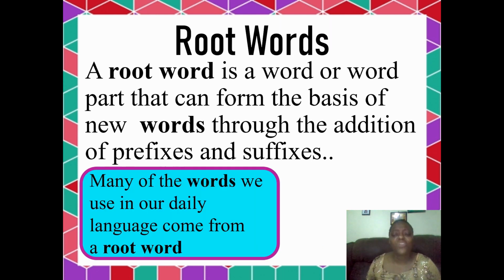Root words. Now, what are root words? A root word is a word or a word part that can form the basis of new words through the addition of prefixes and suffixes. You could add a prefix or a suffix, or you may add both. Many of the words we use in our daily language, everyday words, are formed from the addition of prefixes and suffixes to root words.